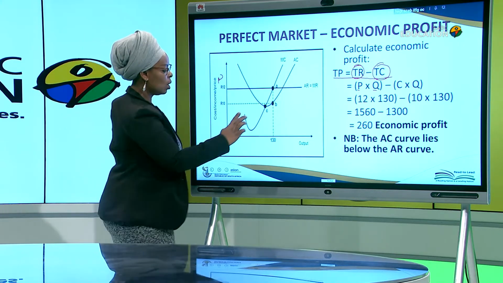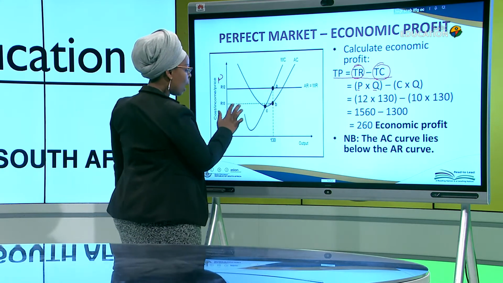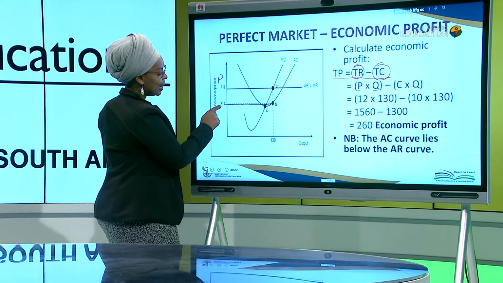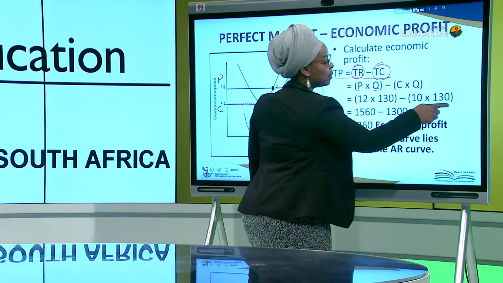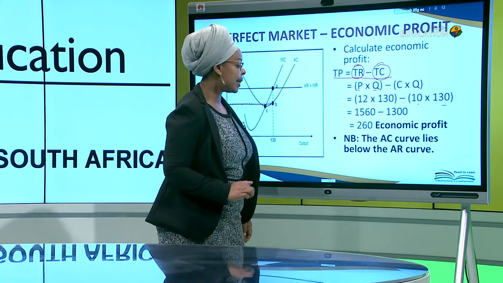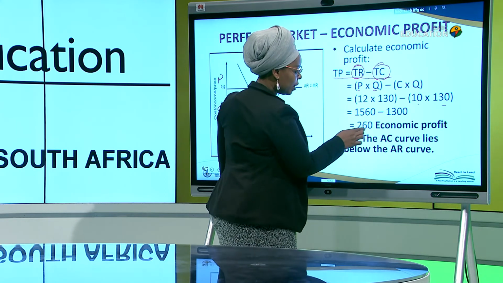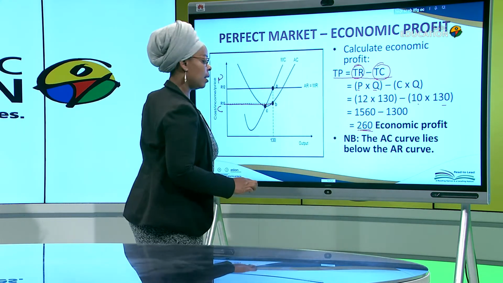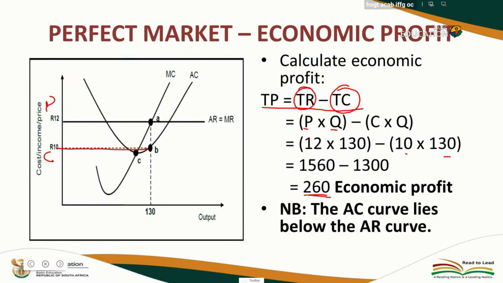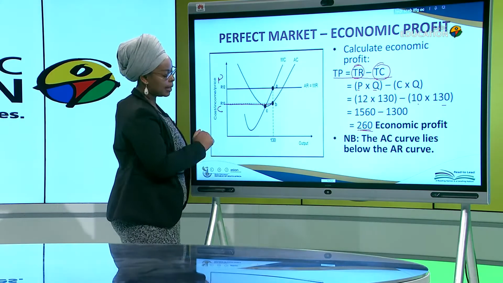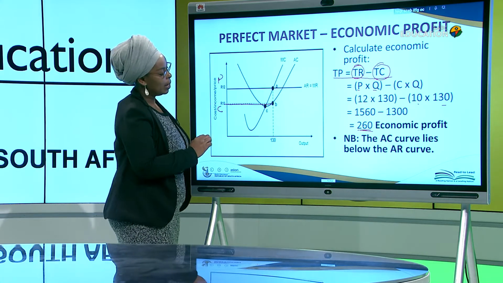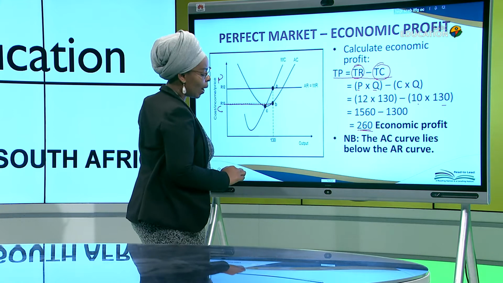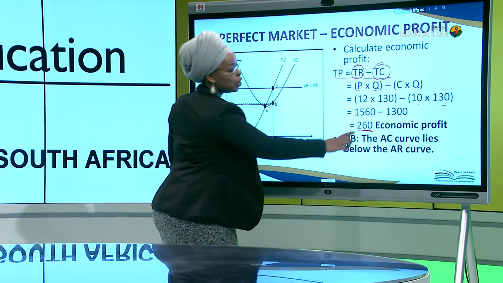So what is our cost? We said that this represents our cost. So 10 Rand is our cost. You'll say 10 Rand multiplied by 130, it gives you 1,300. Then you subtract, and your economic profit will be 260. Another way of calculating, you can say price minus cost multiplied by 130, it will give you the same answer. 12 minus 10 Rand is equal to 2 Rand. You multiply it with 130, it will still give you an economic profit of 260.